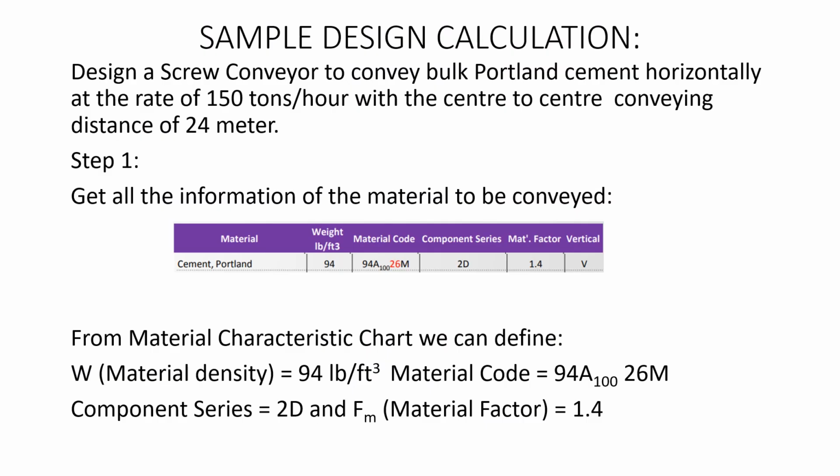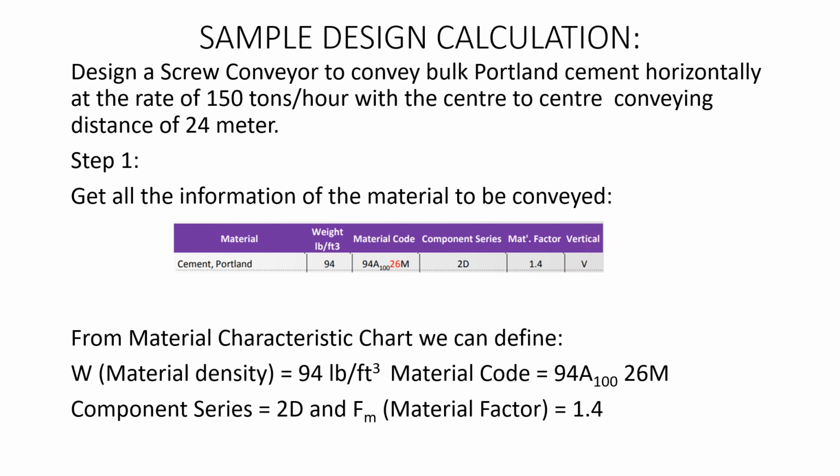So now let us quickly go with the sample calculation. How to size a conveyor? For Portland cement of capacity 150 tons per hour and conveying distance of 24 meters, we first get information on the material to be conveyed from the material characteristic chart. We have cement, Portland, we take the density, material code, component series, material factor 1.4, and this you leave as vertical.